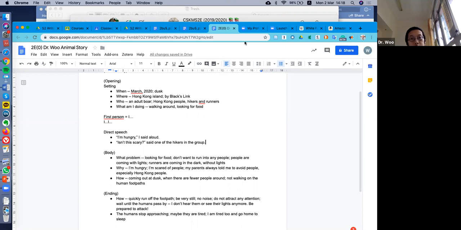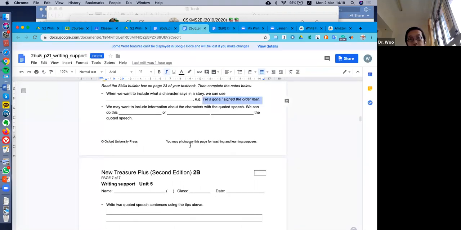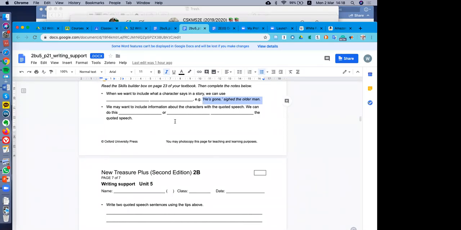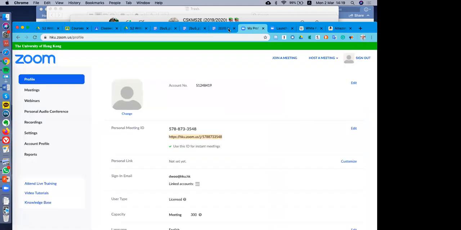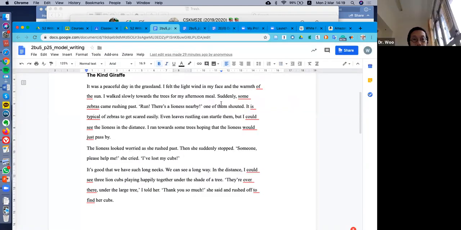Okay. So again, we're trying to think about what our characters will say, and we're trying to write the sentences that our characters will say. Let's try to write 2. We can take a look at some of the features in the short story as well.